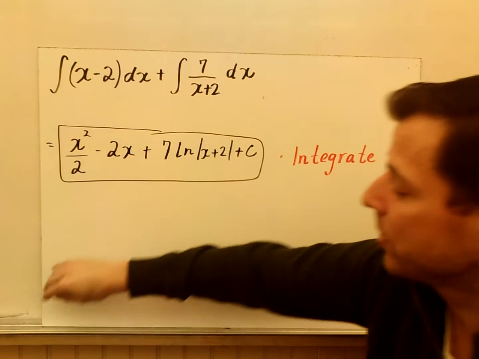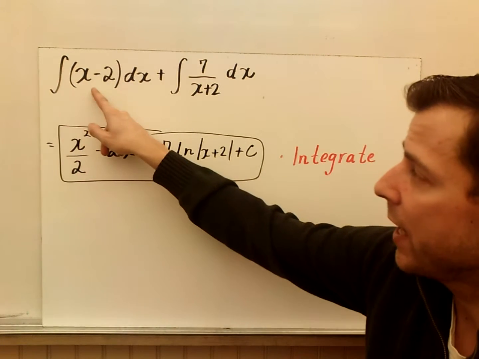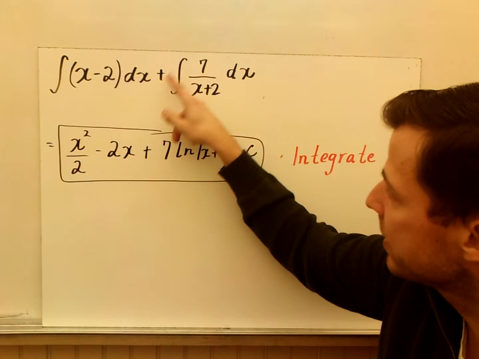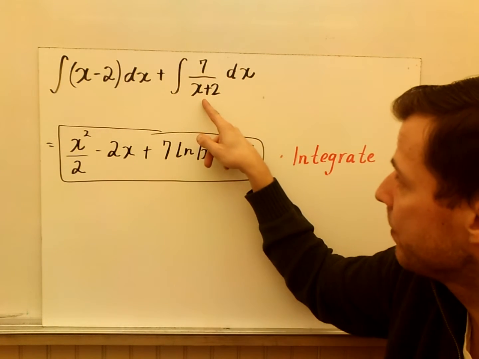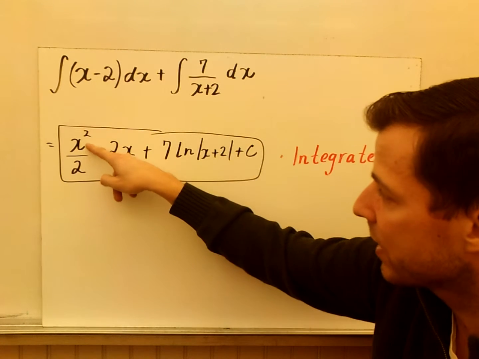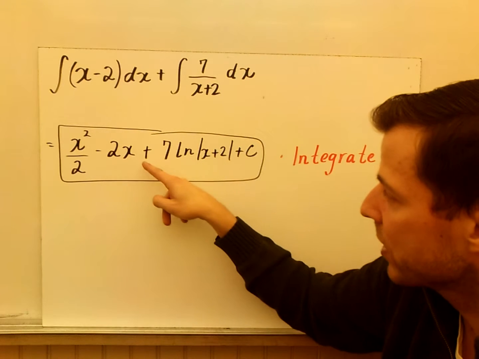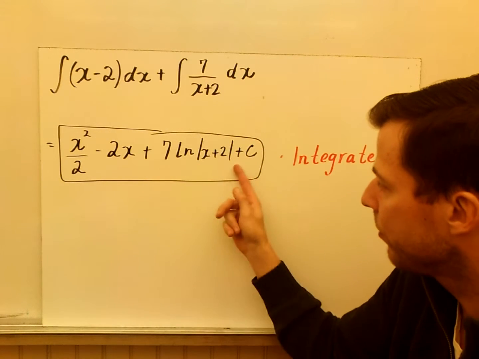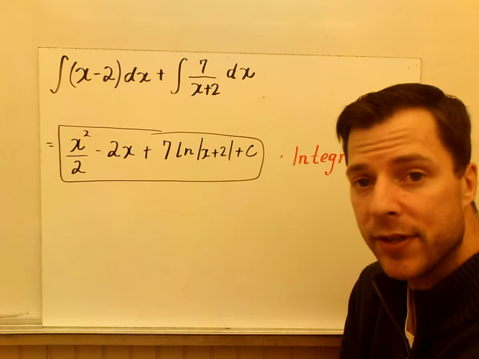And I do that here. So here is the integral of (x minus 2), there was my G(x), dx plus the integral, and there's the partial fraction decomposition, dx. I could bring the 7 out front, but when I go ahead and do this, I get x squared over 2 minus 2x plus 7 times the natural log of the absolute value of (x plus 2), plus C, and I'm done.